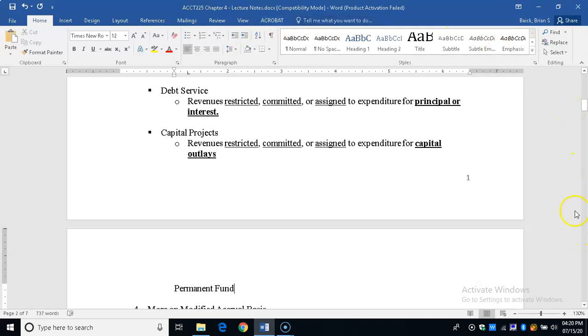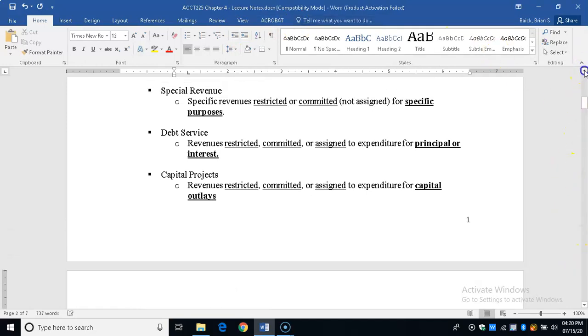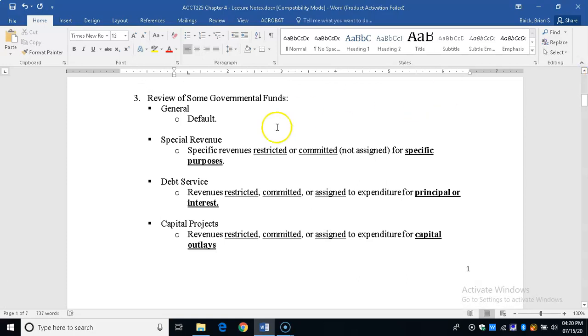There's some confusion about the difference between special revenue and capital projects, so let me talk about that first. Capital projects are where you accumulate money that's going to be used for a capital project. For example, if you're going to be building a bridge, or a new building, or laying down a new road, that would be accounted for in the capital projects fund. So capital projects are for some type of capital project.